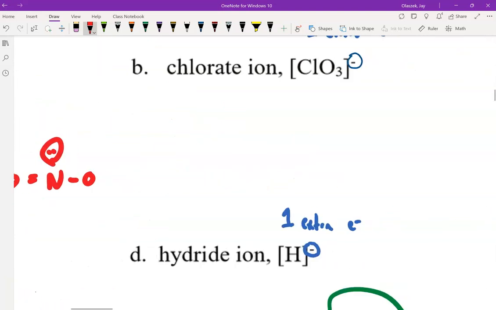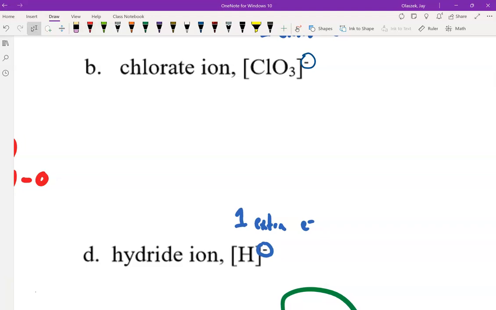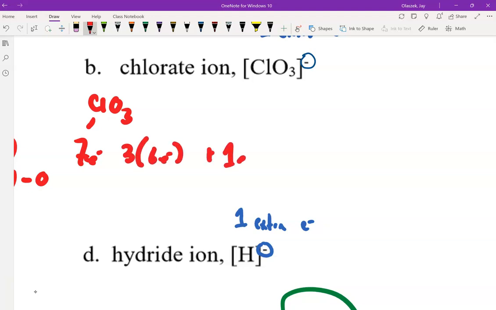Okay, last one on this side. The chlorate ion with a charge of -1. We have 1 chlorine and 3 oxygens and 1 extra electron. So this chlorine has got 7. There are 3 oxygens, each with 6, plus 1 additional electron. That means we have 18 plus 7 is 25 plus 1 is 26.